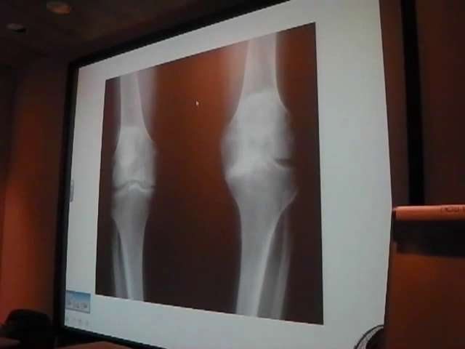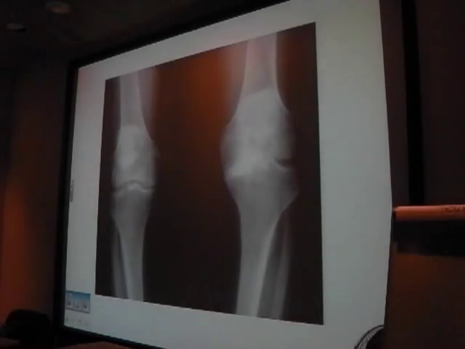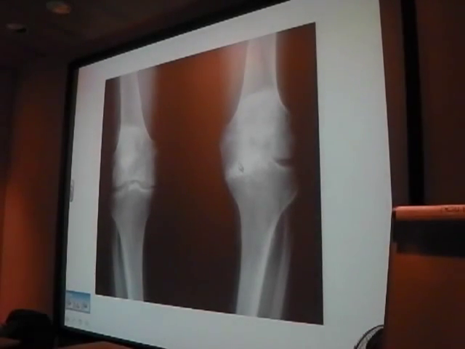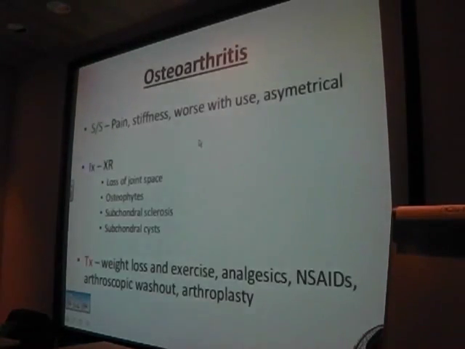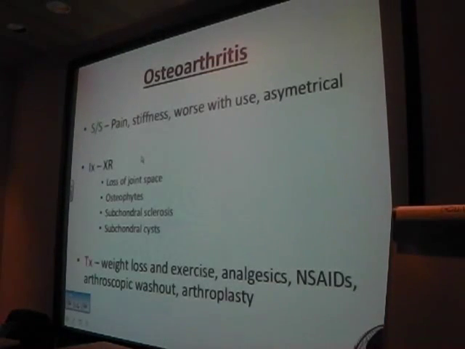Who knows the acronym for osteoarthritis? Yeah, LOSS. Okay. So loss is the loss of the joint space. If we go back, you can obviously see that just here, you've completely lost the joint space. You have osteophytes. I don't know if I can convince anyone that there are some osteophytes in there. Maybe this little guy here, I'm not too sure. Subchondral sclerosis and subchondral cysts.